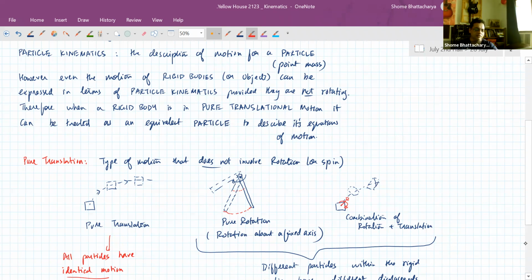But even a large rigid object like a vehicle, if it is not spinning while it is moving, then we can describe its motion completely by treating it like an equivalent particle located at its center of mass. So we can apply the principles of particle kinematics, those kinds of equations, to represent its motion.